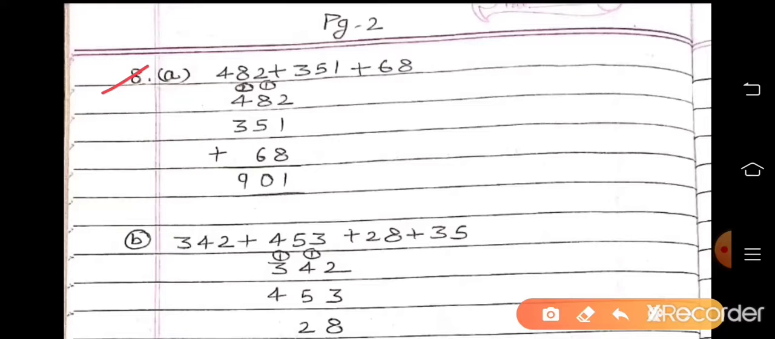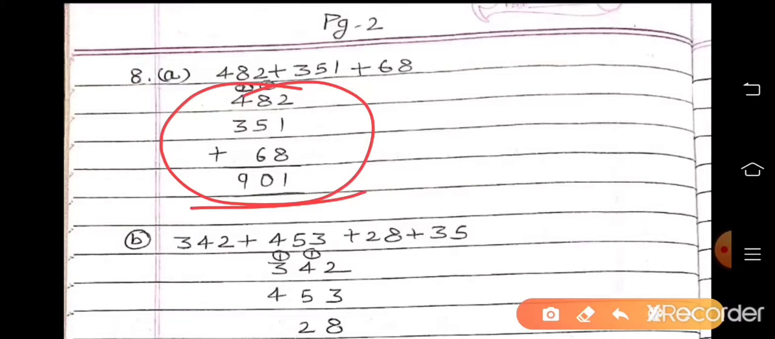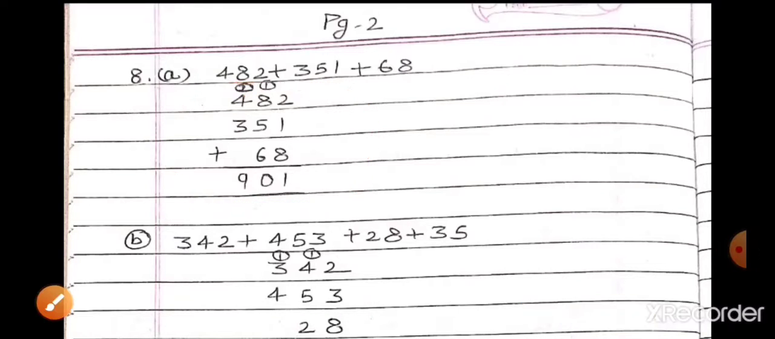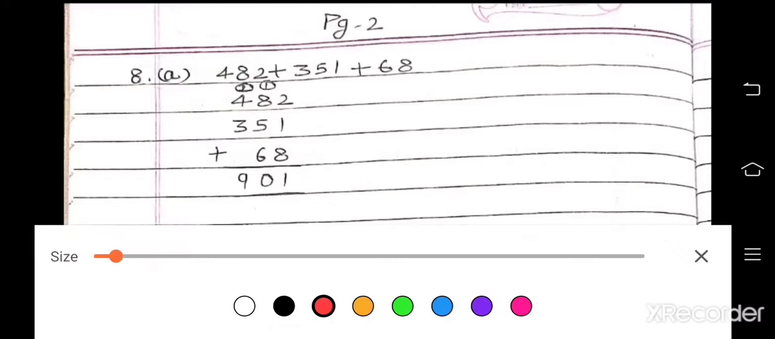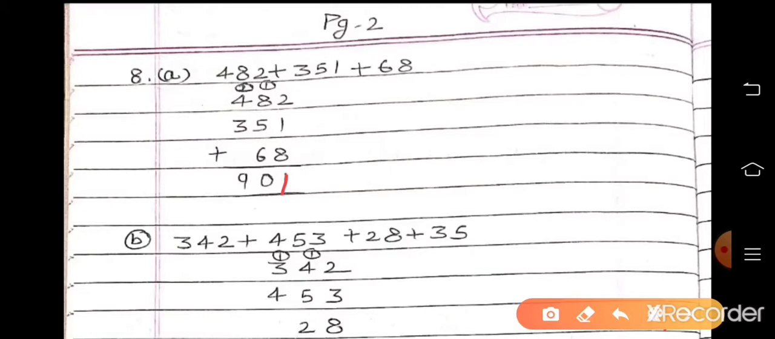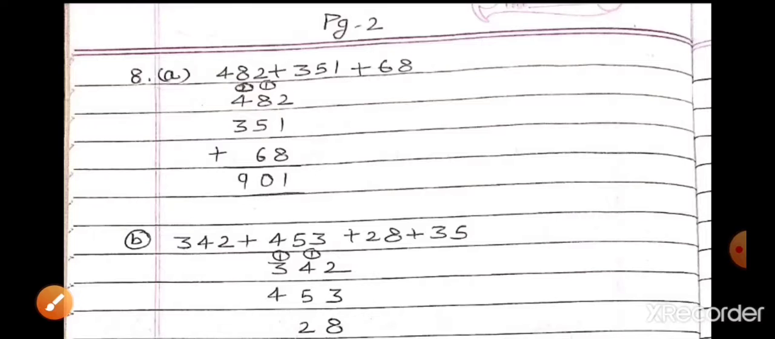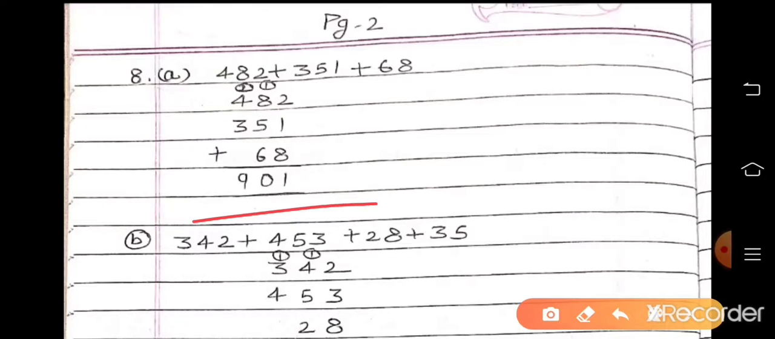Question number 8, add 482, 351 and 68. So arrange like this and add. Okay, आपको इस तरह से अरेंज करना है और ऐड करना है. 8 plus 1, 9, plus 2, 11, 1 here, carry 1 above, then 8 plus 5, 13, and 6, 19, and 1 carry, 20. So 0 here, carry 2 above, 4 plus 3, 7, and carry 2, 9. Okay, so 901 is the answer.